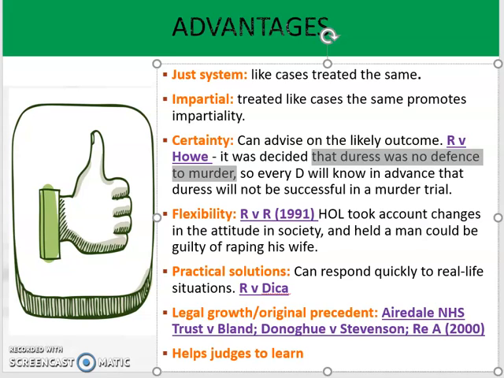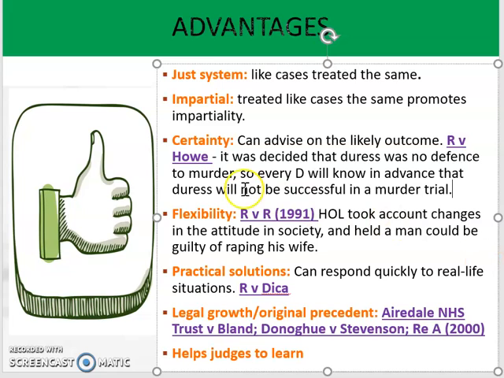Now, when the House of Lords decided that duress was no defence to murder, that created certainty in the law because the House of Lords was the highest court. We know that it binds all the courts below. And therefore, we know that in any case involving murder, the defendant is not going to be able to plead duress because we're going to have to follow this binding ratio. So it leads to certainty in the law, which is really important in advising clients.